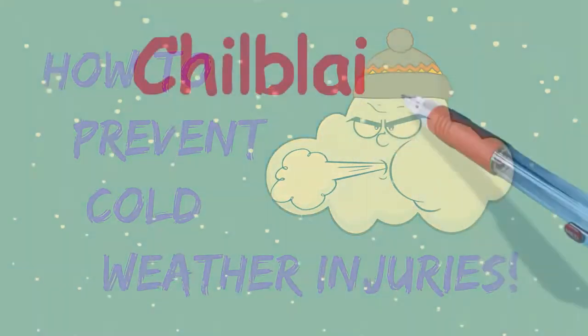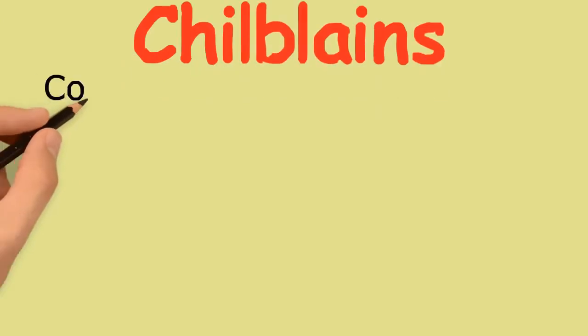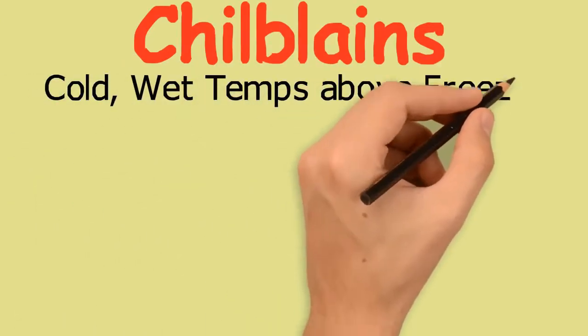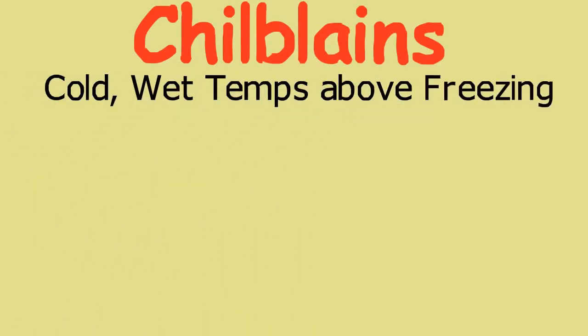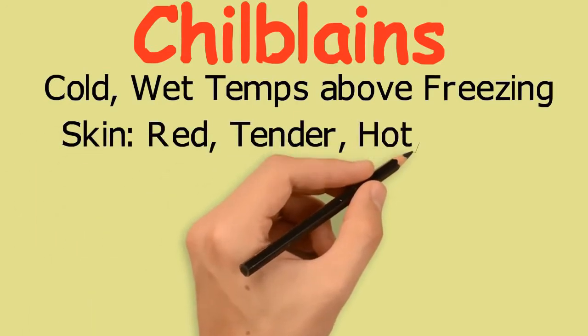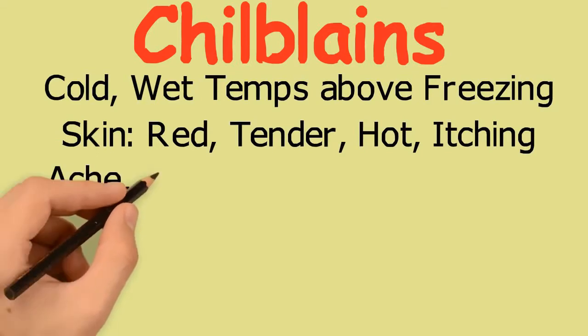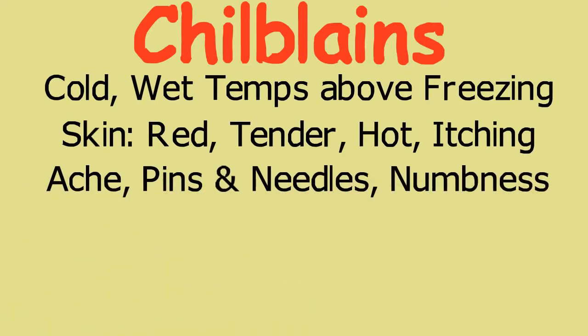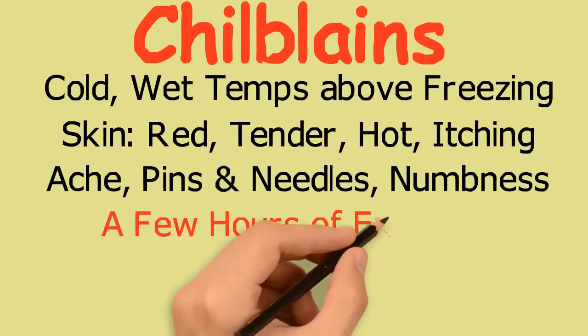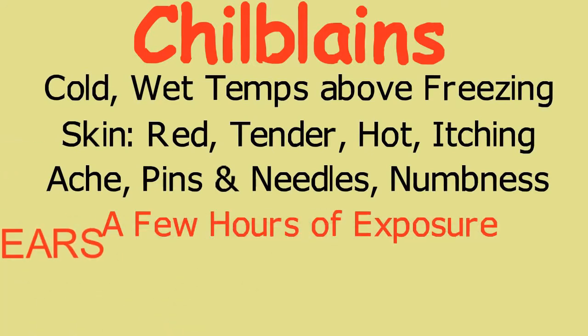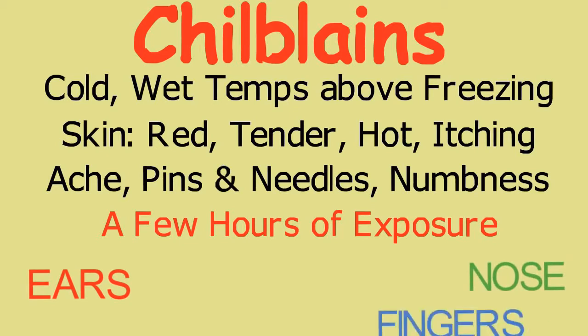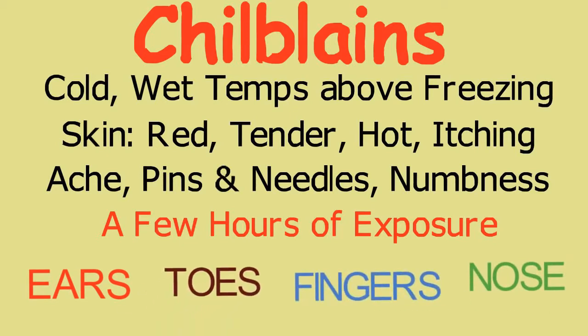Chilblains is a cold injury resulting from repeated, prolonged skin exposure to cold and wet temperatures above freezing. Exposed skin becomes red, tender, hot to the touch, and usually accompanied with itching. This can worsen to an aching, pins and needles sensation followed by numbness. Chilblains can develop in exposed skin in only a few hours. The most commonly affected areas are the ears, nose, fingers, and toes.